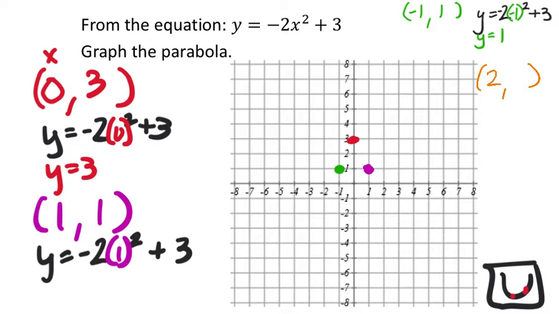I'm going to choose the value 2, because 2, for me at least, would be the next easiest value to work with. Negative 2x squared plus 3, right? And so let's replace the x with 2. Put this in the calculator. Boom. Y equals negative 5. Okay, so that would be 2, negative 5. Boom.